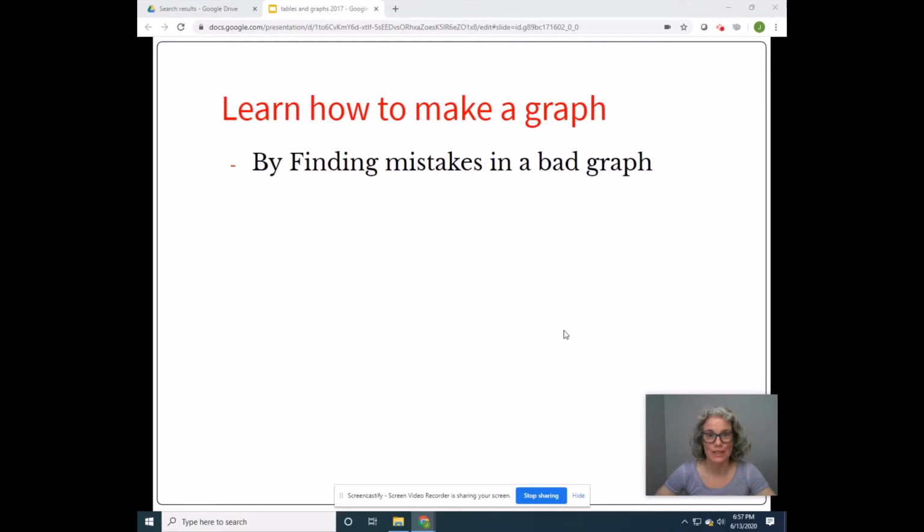Everybody, welcome. Today we're going to talk about how to make a good graph, and we're going to go through this process by analyzing a graph that's really poorly done. I find that by this point in your career, you can look at a graph and say, oh, this is not well done, but you have trouble applying that to your own graph.